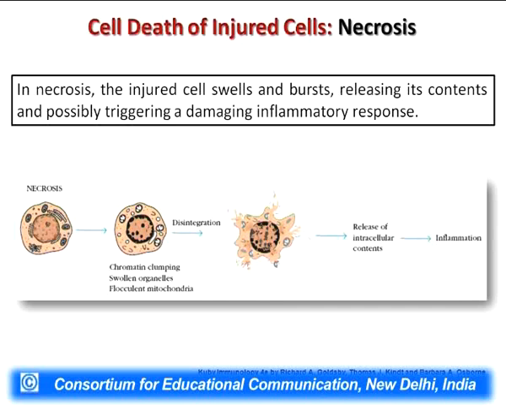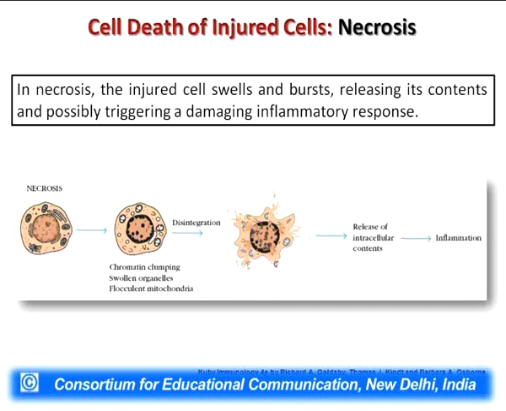Necrosis is very different from apoptosis, because in this process the injured cell swells up. So it increases its size, and subsequently most of the organelles present within these cells swell up, and finally the cell ruptures or bursts to release its contents to the exterior environment. As the material is released, inflammation occurs, an inflammatory response because of the release of the intracellular components.